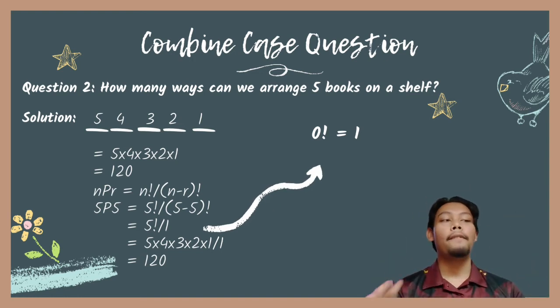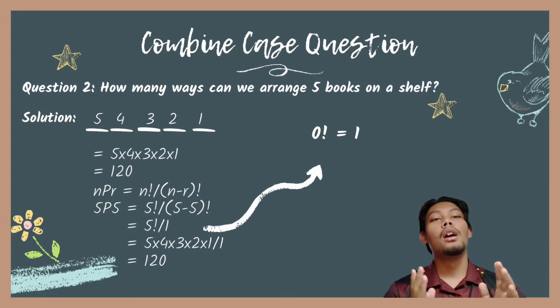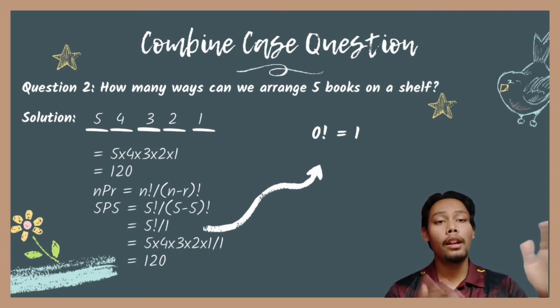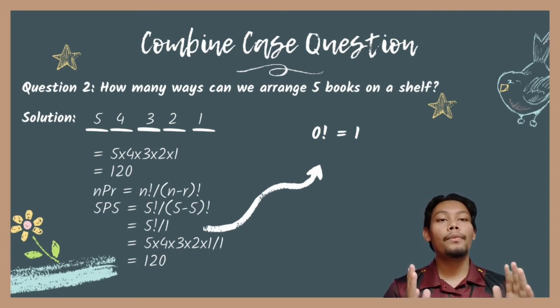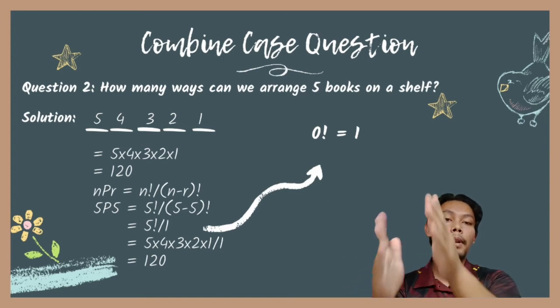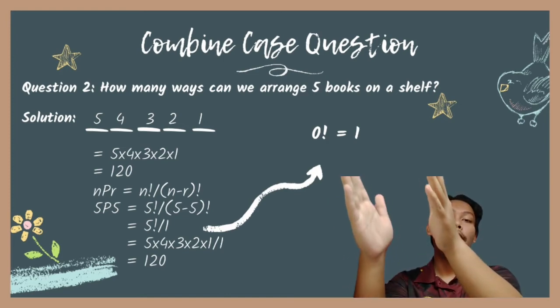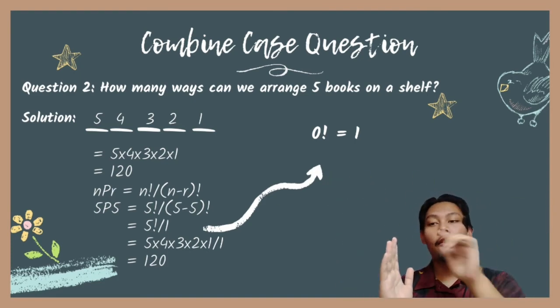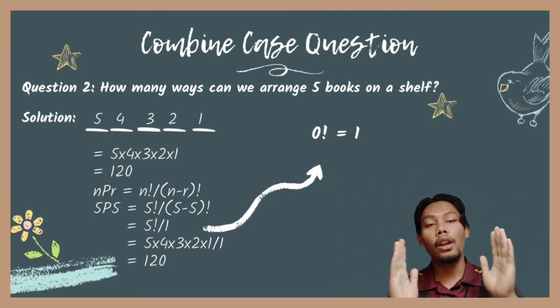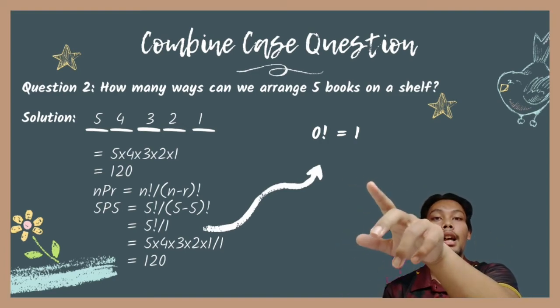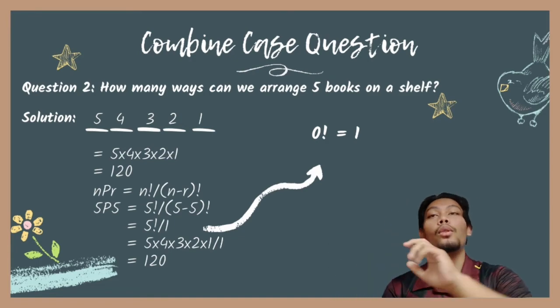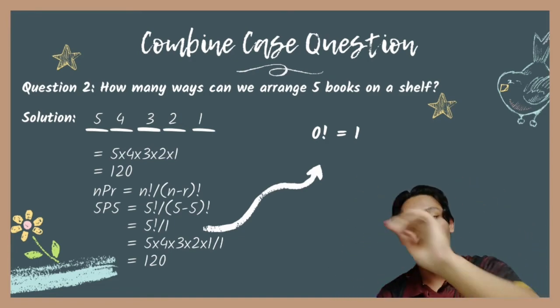So imagine we have 5 books, and we have places where we want to place the books. We have 5 places here and 5 different books. For the first place, we have 5 different books. Any of these books can be placed here. So we have 5 possibilities for the first place. Imagine we just take one randomly and put it at this place.